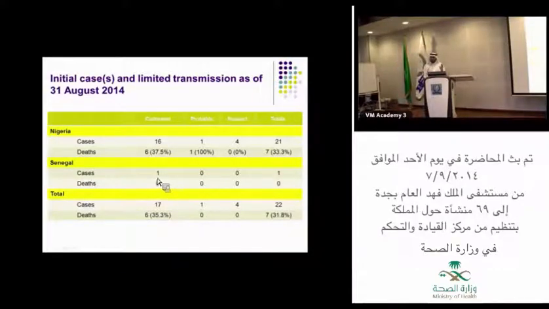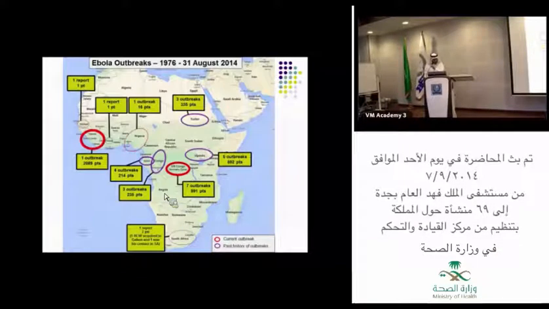Recently, which is a surprise, a case happened in Senegal, a single case that did not have any travel history to West Africa. Senegal is also in West Africa, but this patient did not travel to Sierra Leone, Guinea, or Liberia. This is a map summarizing what I've just said.